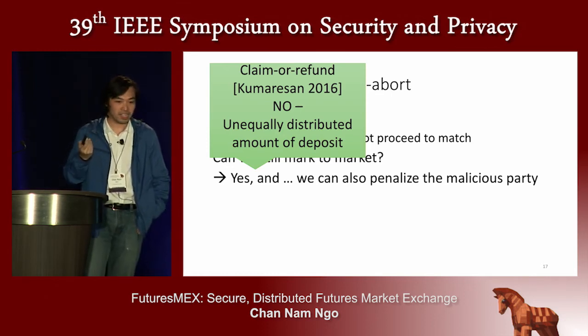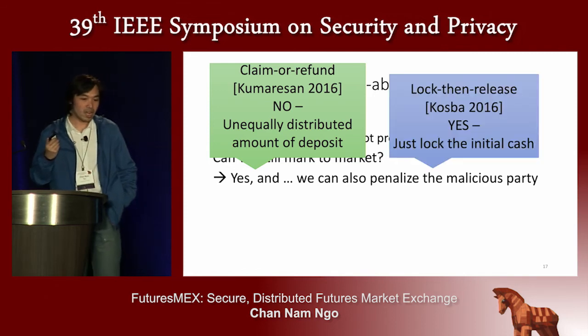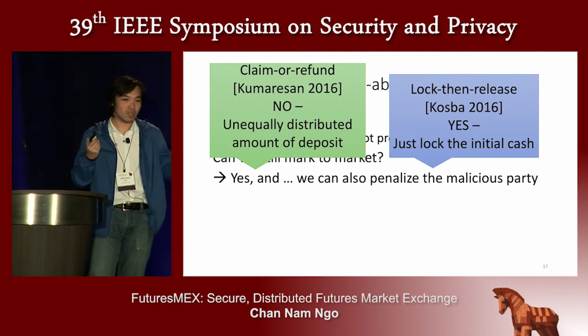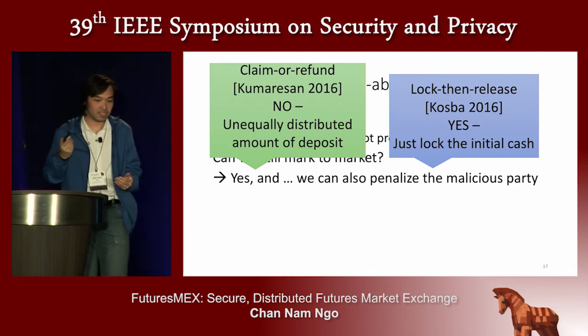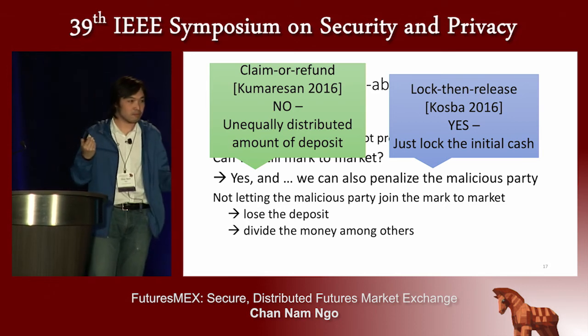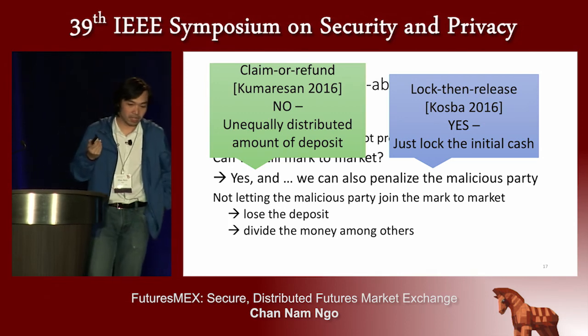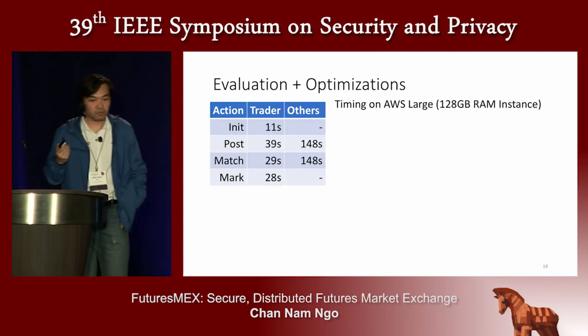And this is a problem, especially if the deposit is huge, for example, $1 million. So we opt for the lock and release strategy, in which we just lock the initial cash and then release it after the mark-to-market phase. So we can just prevent the malicious party from joining the mark-to-market, so he cannot claim the reward.